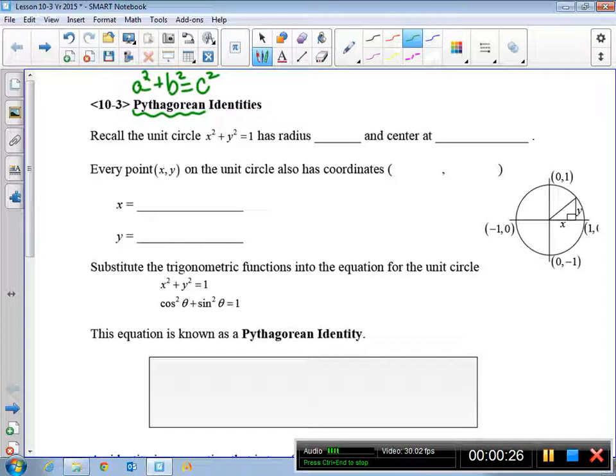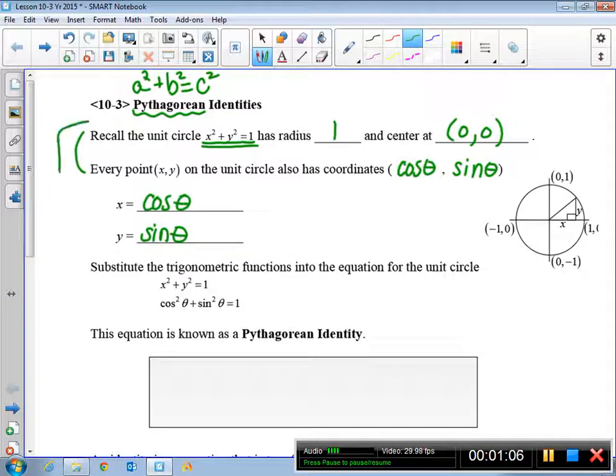So we're going to start with the unit circle, which recall has the equation x squared plus y squared equals 1, has a radius of 1, and a center at 0, 0. And together with that, we learned that every point x, y on the unit circle had the coordinates cos theta, sine theta. So our x is cosine theta and our y is sine theta on the unit circle. So this is all review.